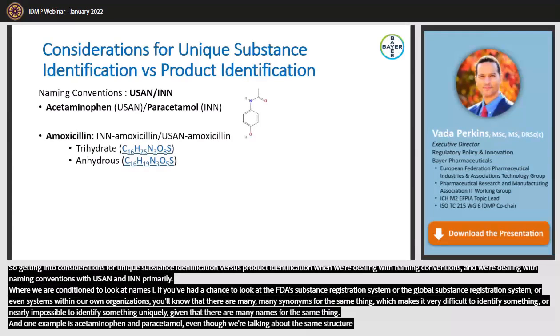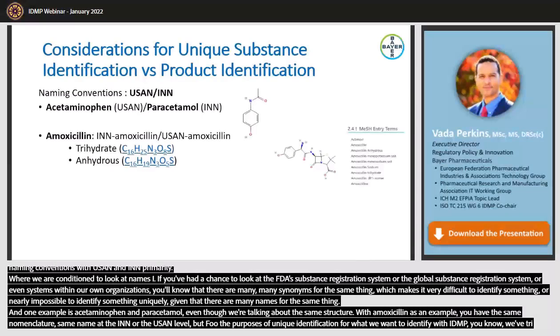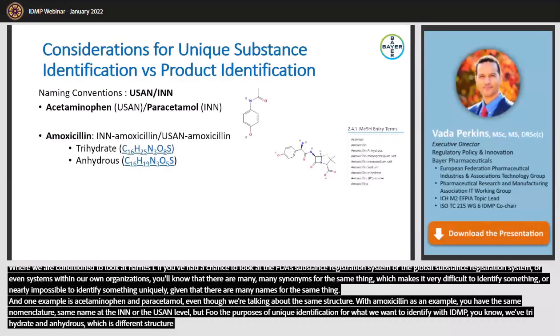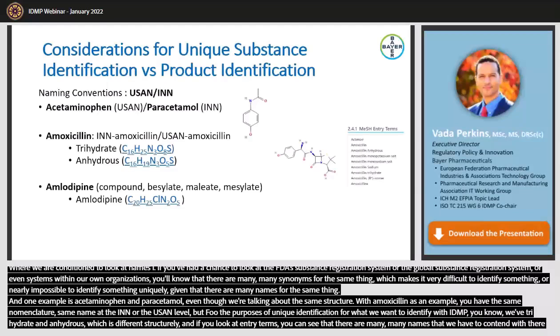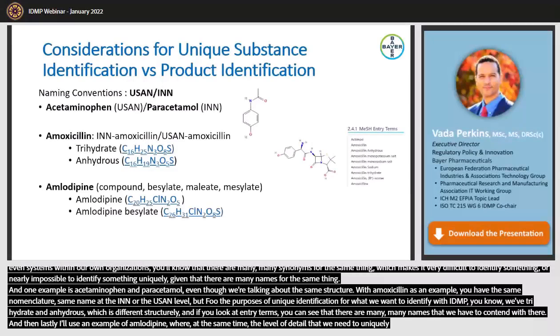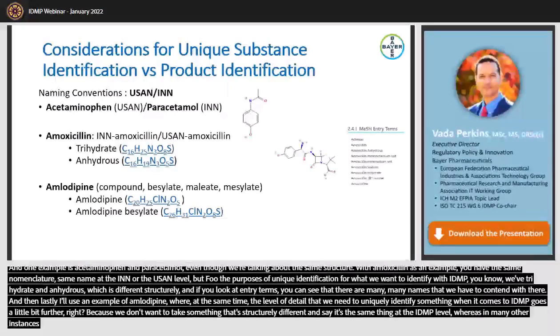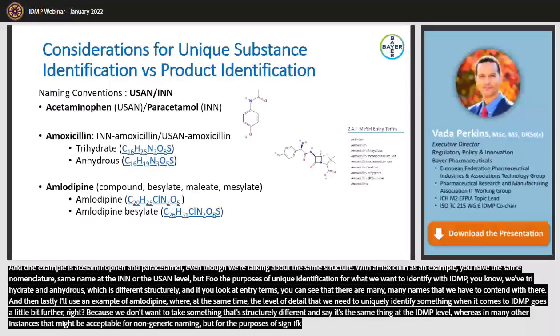With amoxicillin, as an example, you have the same nomenclature, same name at the INN or the USAN level, but for the purposes of unique identification for what we want to identify with IDMP, we have trihydrate and anhydrous, which are different structurally. And if you look at entry terms in MeSH, for instance, you can see that there are many, many names that we have to contend with there. And then lastly, I'll use an example of amlodipine, where the level of detail that we need to uniquely identify something when it comes to IDMP goes a little bit further, right? Because we don't want to take something that's structurally different and say it's the same thing at the IDMP level, whereas in many other instances that might be acceptable for non-generic naming, but for the purposes of scientific identification, it requires another layer in order to uniquely identify a substance.